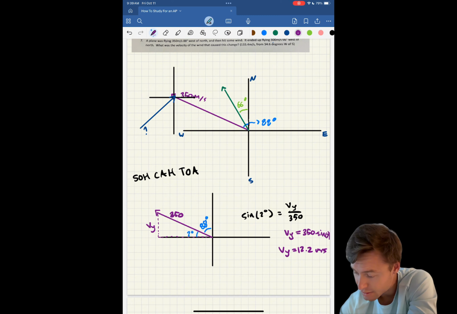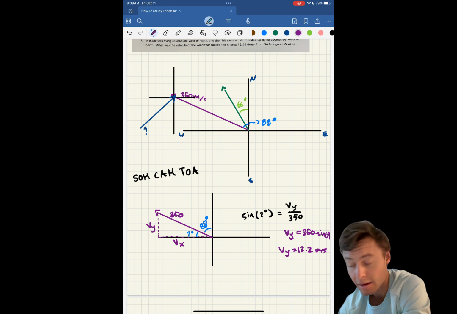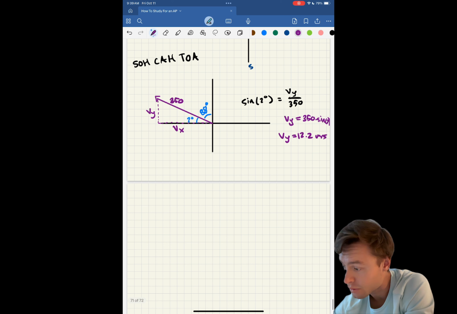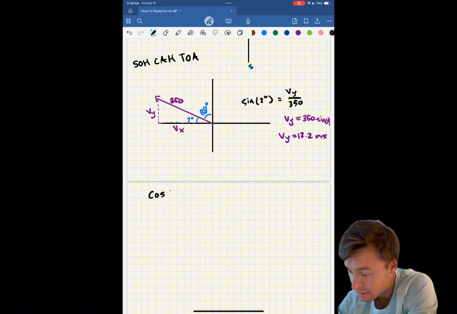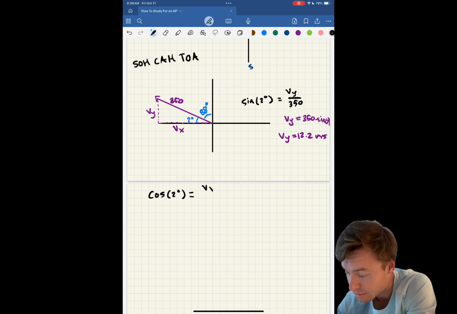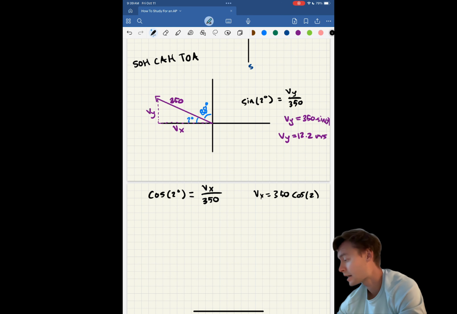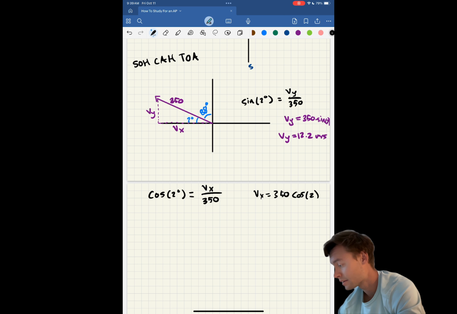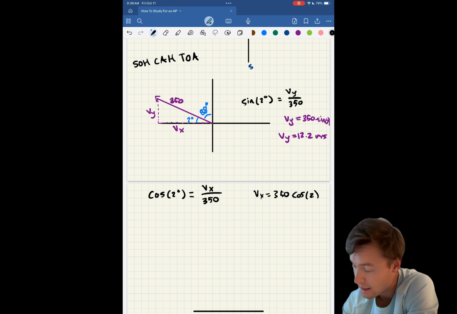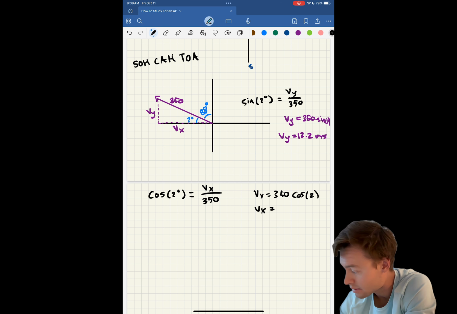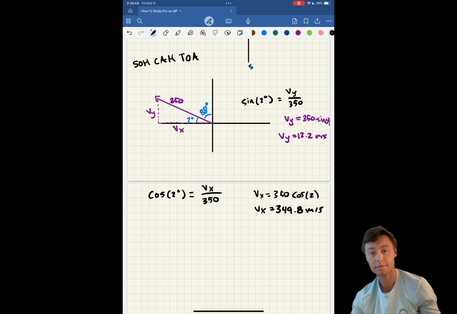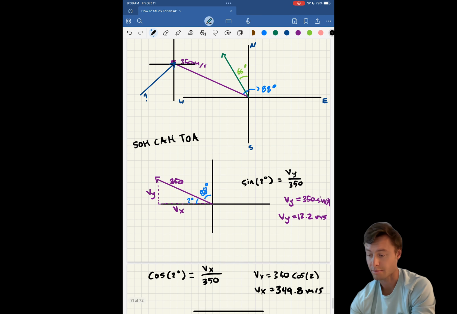Great, and now you just want to do the same thing for the horizontal component of that velocity. Okay, so for the horizontal component, you'll say that the cosine of 2 degrees is equal to the horizontal component v sub x over 350. And then you just solve: v sub x equals 350 cosine of 2. Once again, use your calculator, making sure you're in degrees. And you get that v sub x is equal to 349.8 meters per second. Great. So now we've got our original components.